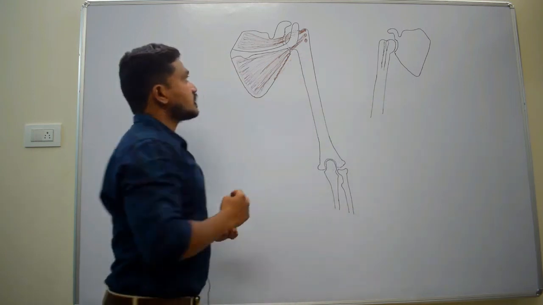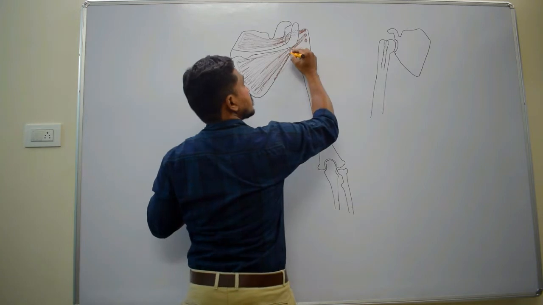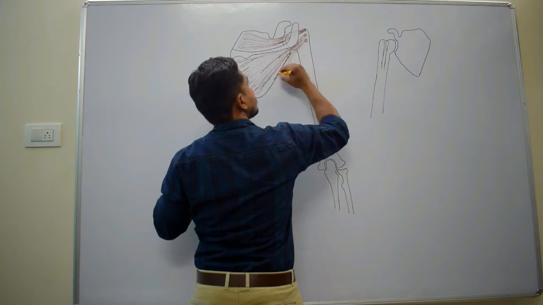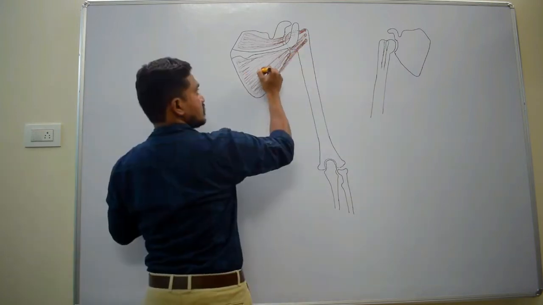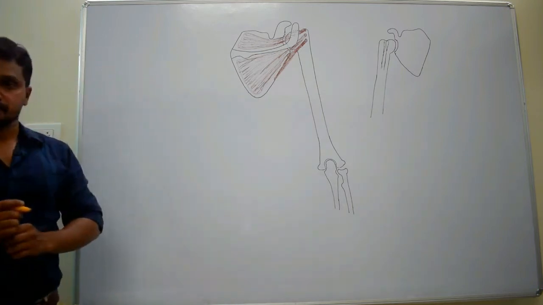From here it has to go and insert to where? The lower impression of the greater tuberosity of the humerus. So like this it will go and insert. So this muscle is teres minor. This is infraspinatus and this is teres minor, right?